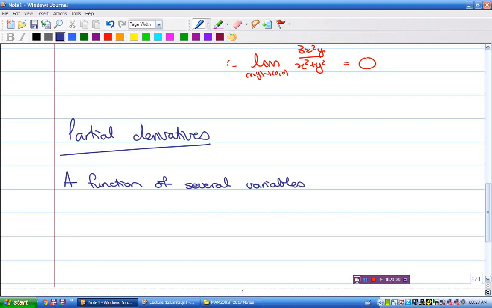It's not hard. Shush. A function of several variables can be differentiated with respect to one variable at a time.